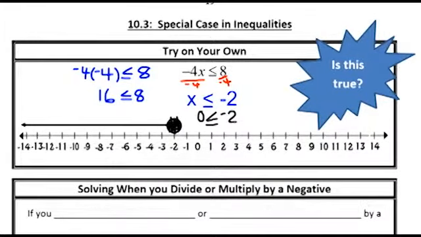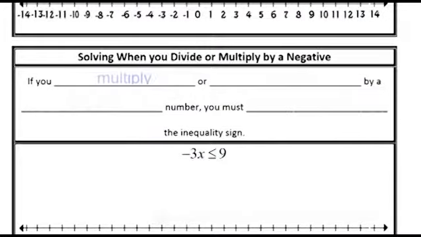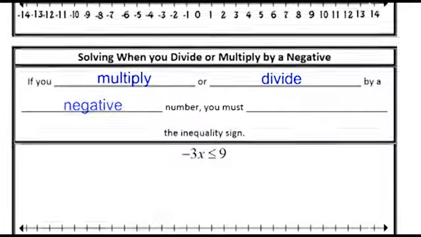This is our special case. If you multiply or divide by a negative number only, you must flip the inequality sign.